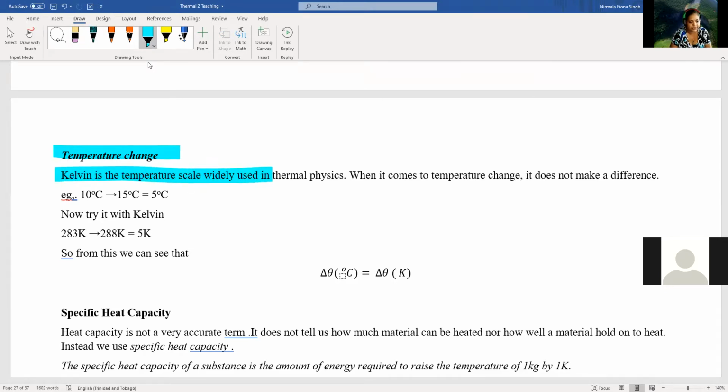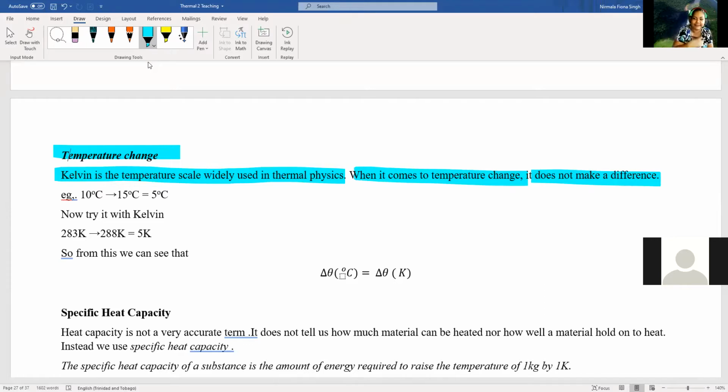Kelvin is a temperature scale widely used in physics. Correct. We just did that in gas laws where we had to use Kelvin to do your calculation. But when it comes to temperature change, it makes absolutely no difference whether or not we use Kelvin or Celsius.